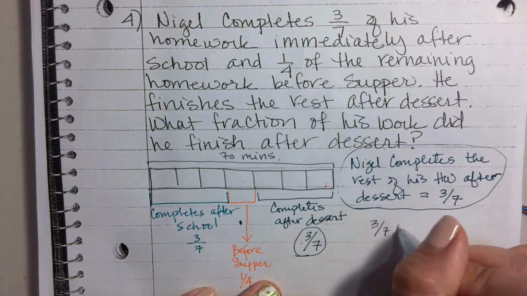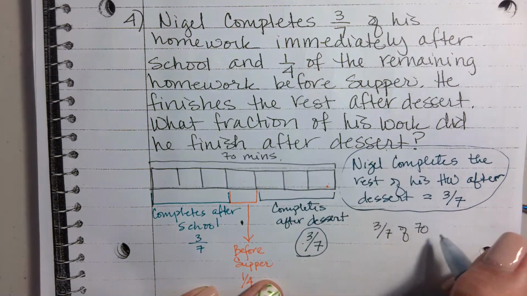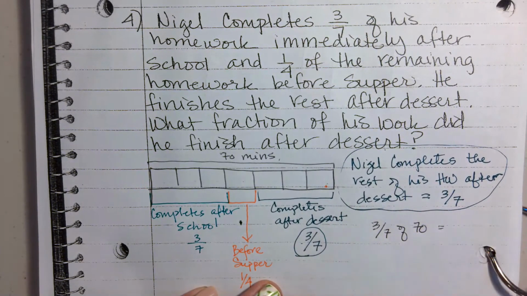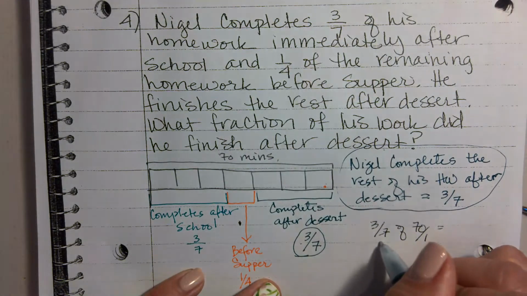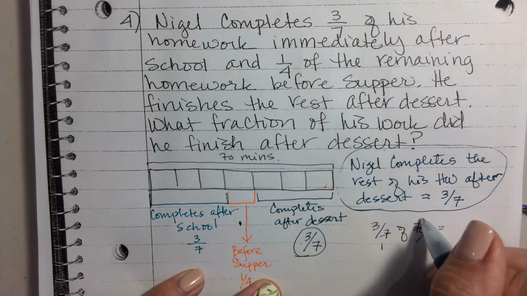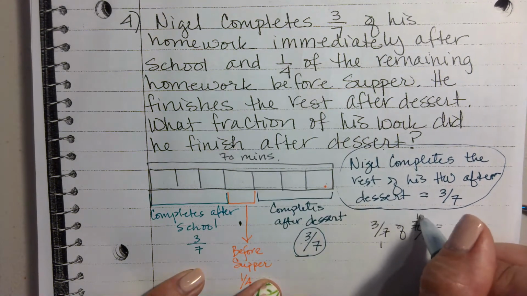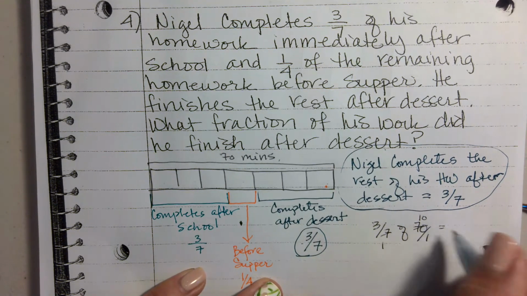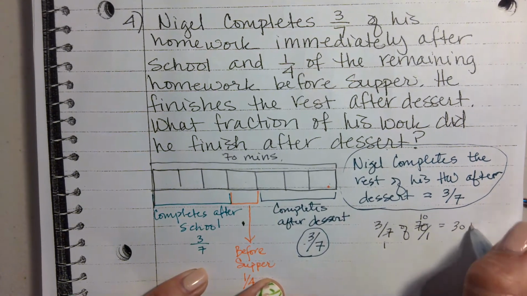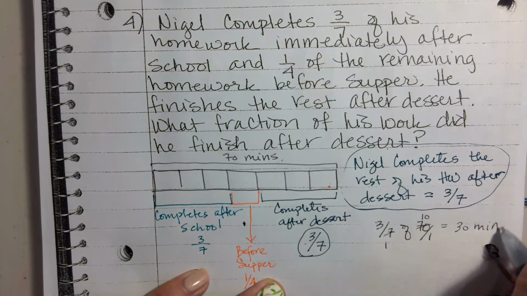3/7 of 70. And what is that going to give us? Well, 7 goes into 7 once. 7 goes into 70 10 times, right? So 3 times 10 is 30 minutes.